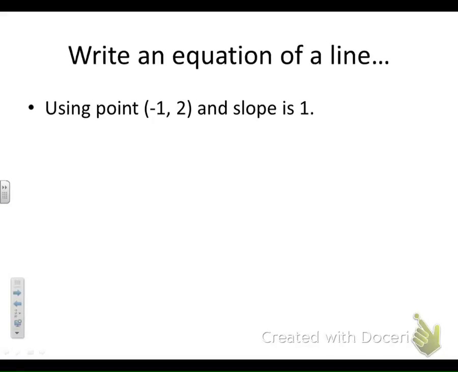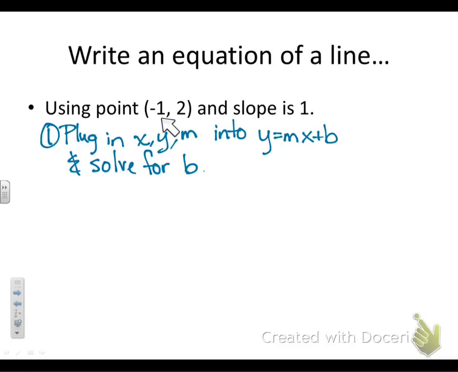There's two main steps when we have a point and we find the slope. So we're going to plug in this point for x and y and the slope 1 into this form and solve for b.